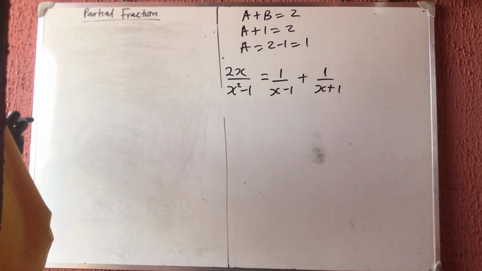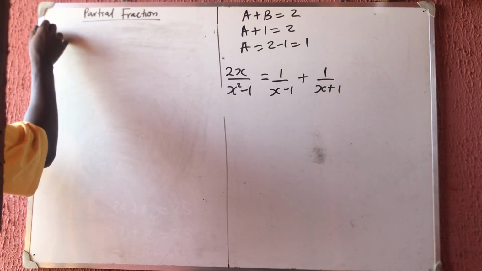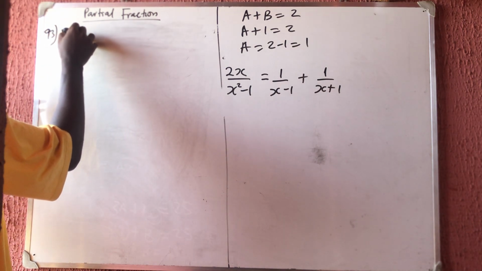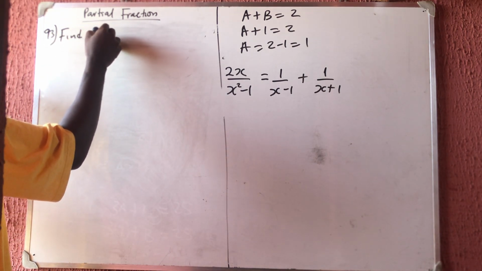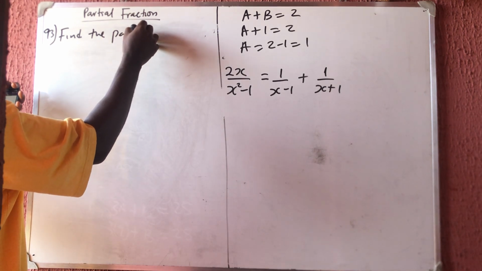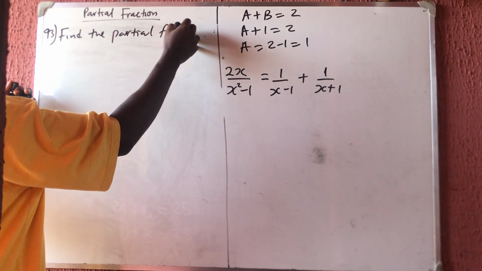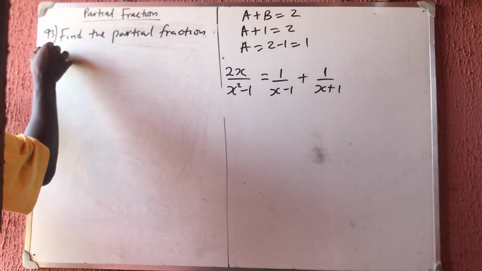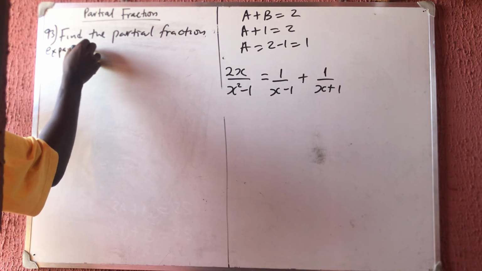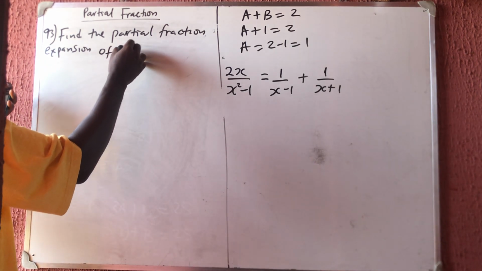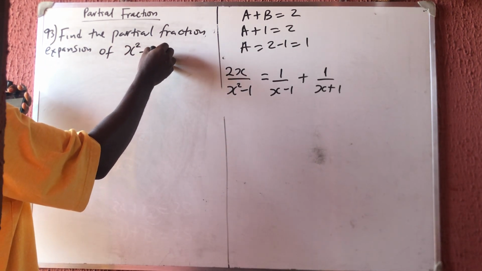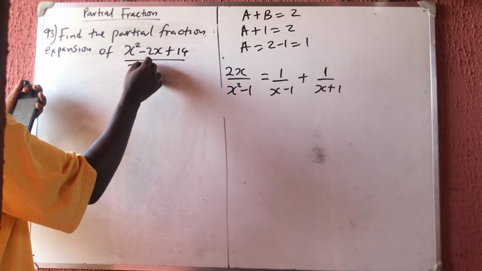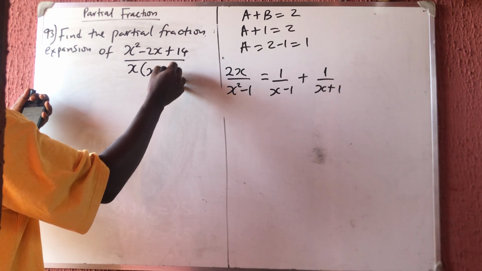That is question number 93. Question number 93 said find the partial fraction expansion of x squared minus 2x plus 14 all over x into x minus 1 all squared.